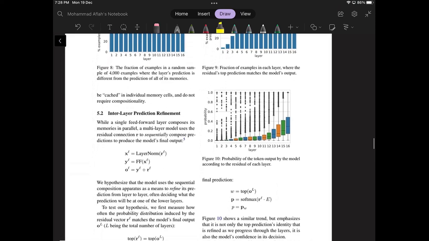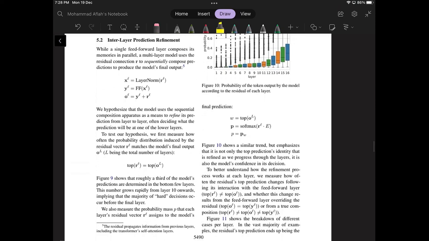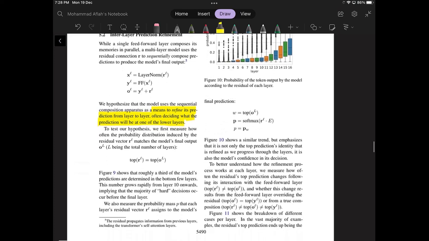And finally, inter-layer prediction refinement. While a single feed-forward layer composes its memories in parallel, a multi-layer model uses a residual connection to sequentially compose predictions. So you have layer normalization, then a feed-forward layer, and then your residual connection. So we hypothesize that the model uses sequential composition as a means to refine its prediction from layer to layer, often deciding on the prediction in one of the lowest layers.